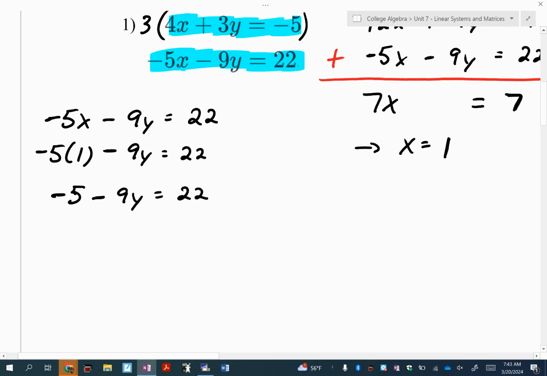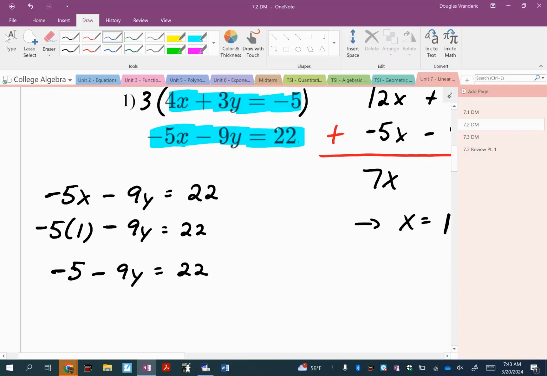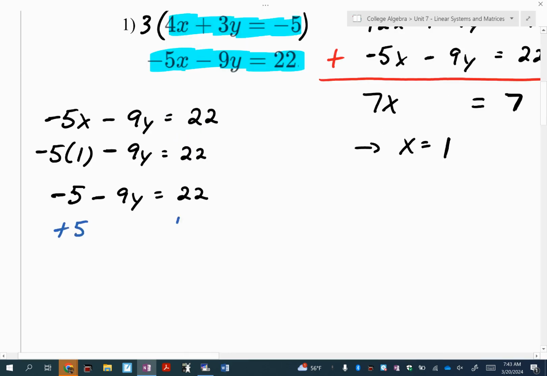How do I move that negative 5 to the other side? Add. Gosh, you guys are on fire this morning. I love it. Not literally. That would be scary.